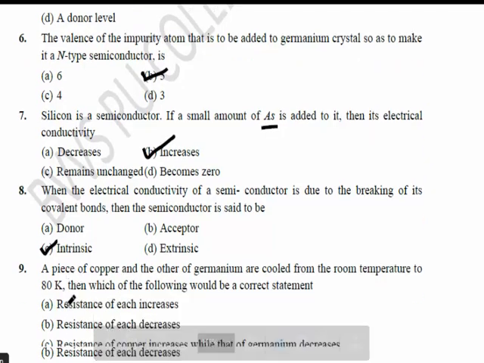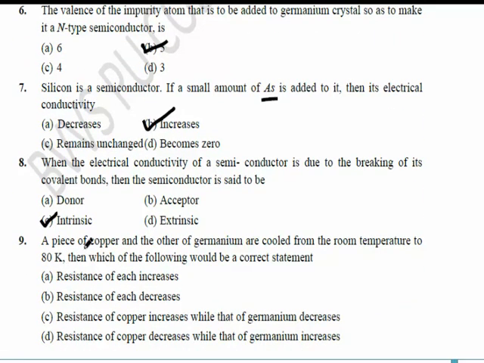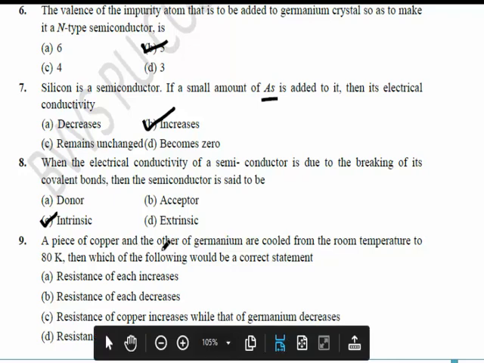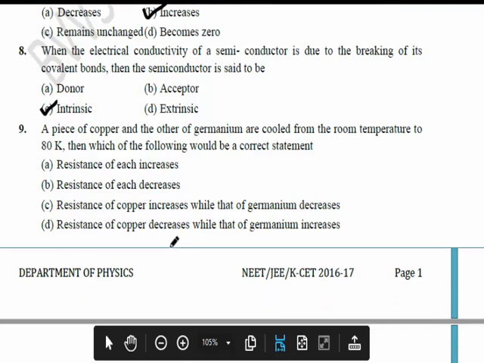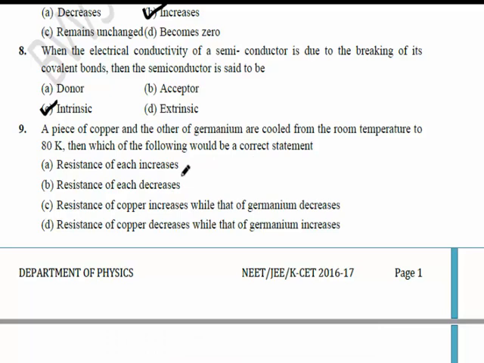So next is the ninth question. A piece of copper and another of germanium are cooled from room temperature to 80 Kelvin. Means the temperature is decreased. Then which of the following would be the correct statement? Whether the resistance of both will increase, resistance of both will decrease, resistance of copper increases while that of germanium decreases, or resistance of copper decreases and that of germanium increases.